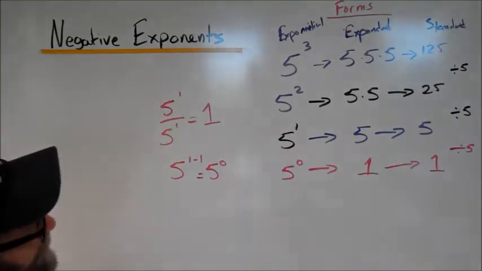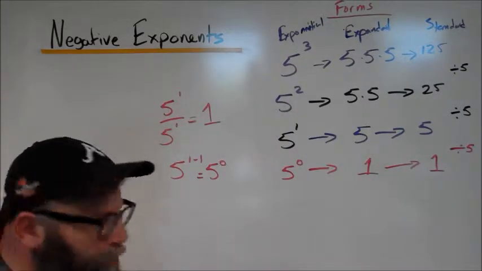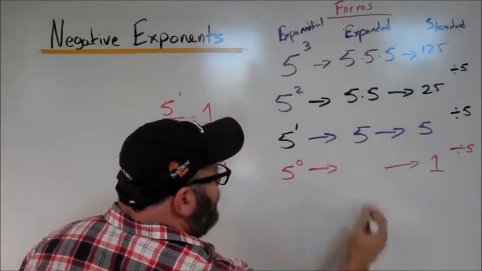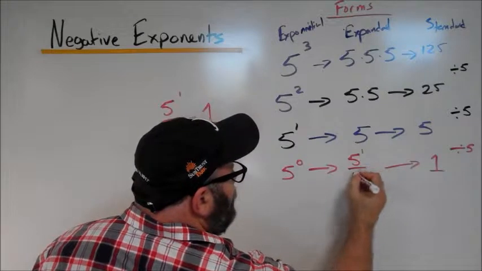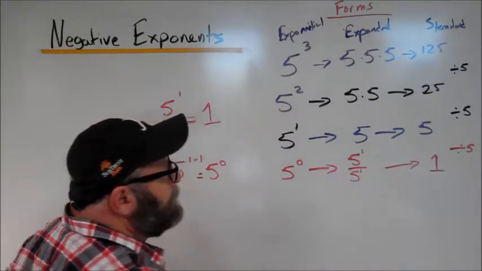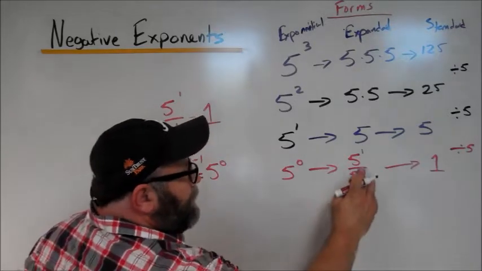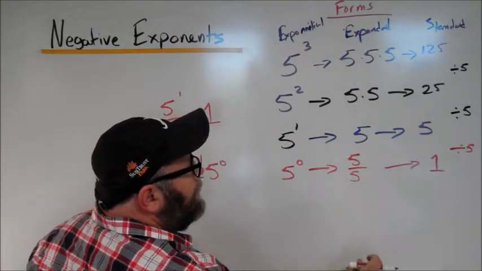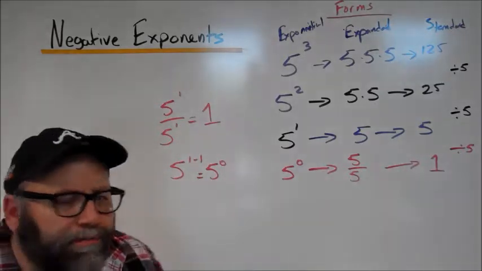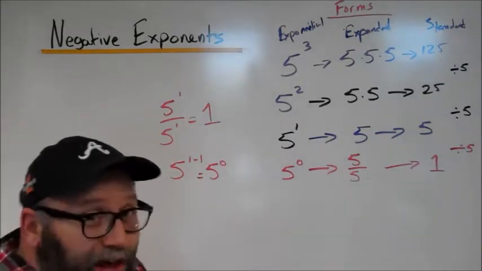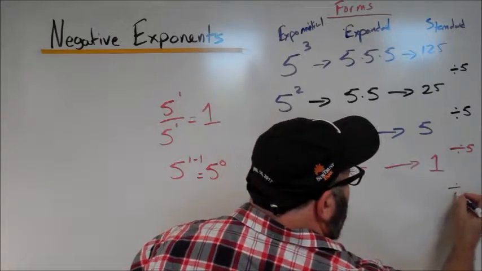Isn't it in expanded form? No, I think I have the expanded form wrong. Let's change the expanded form so it looks the way we want it to look. 5 to the first over 5 to the first. 5 divided by 5. I'm even going to take the firsts off there. Right? There, that looks good. So we got 5 divided by 5, which is 1. Now let's go down another level. Divide by 5.